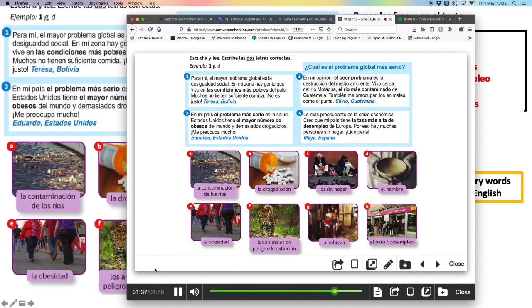4. Lo más preocupante es la crisis económica. Creo que mi país tiene la tasa más alta de desempleo de Europa. Por eso hay muchas personas sin hogar. ¡Qué pena!